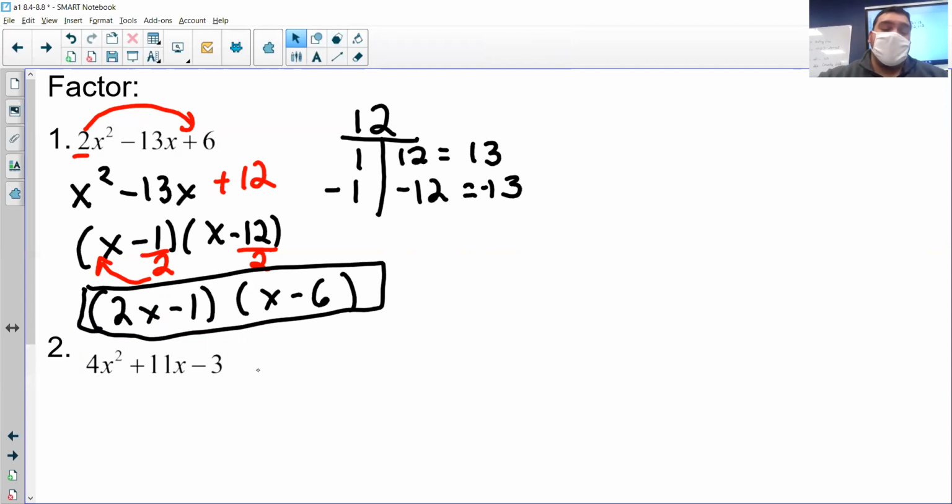Everyone, try the next problem. I'll put it on the top of the board so you can see it a little better. Who said we're done? You're cracking jokes. Try this one out: 4x squared plus 11x minus 3.